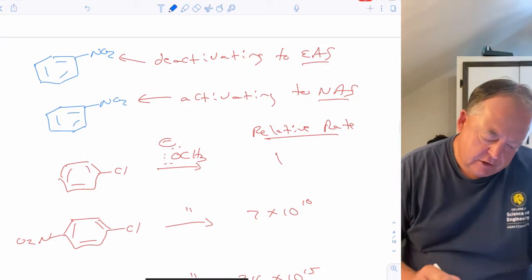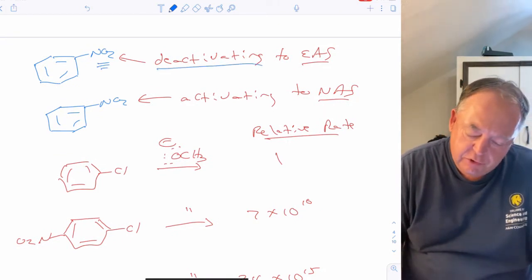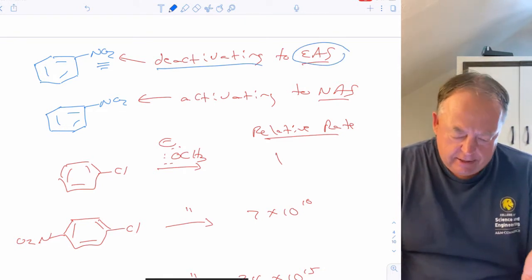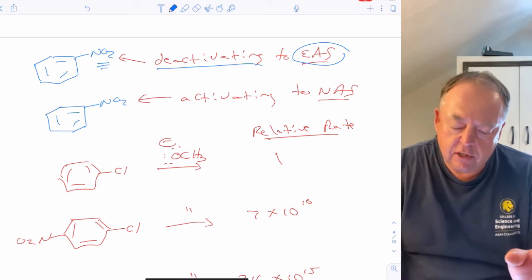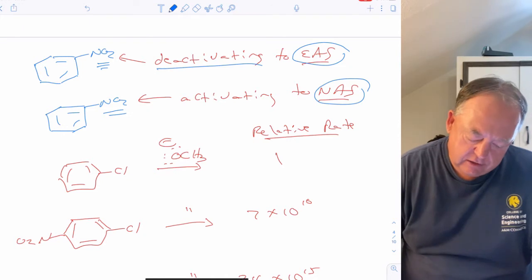Okay, so again, just to make sure you don't confuse the reactions. NO2 is deactivating to electrophilic aromatic substitution. That will be the reactions that we talked about in 17-1 lecture, that first lecture. But it activates it to nucleophilic aromatic substitution.